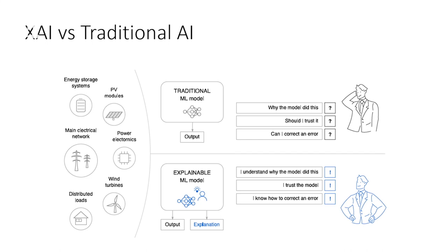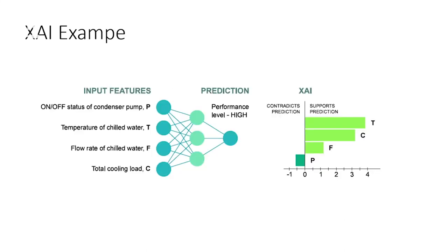So in traditional ML models, we have a black box model, say a deep network, and we don't know why it works. In explainable models, we want to understand why the model did what it did. We want to gain trust, at least sometimes. We don't have to always trust it, but we want to know when we can trust it. And then if there is a mistake, we know how to correct it. So this is explainable AI. And the question is, of course, how to do it.